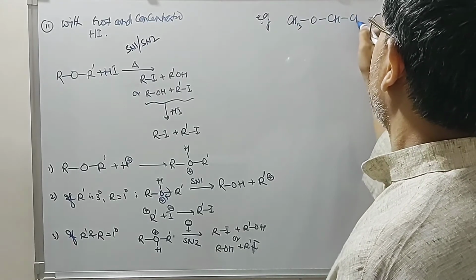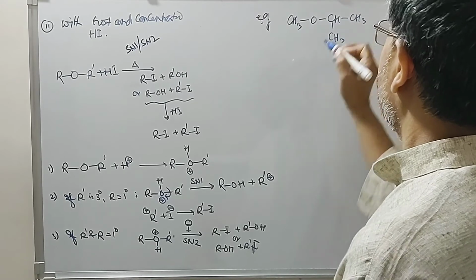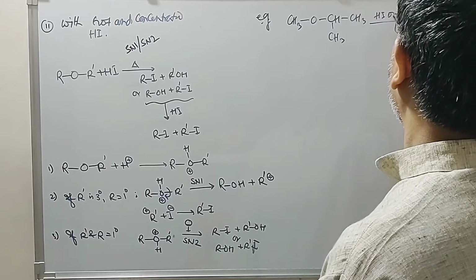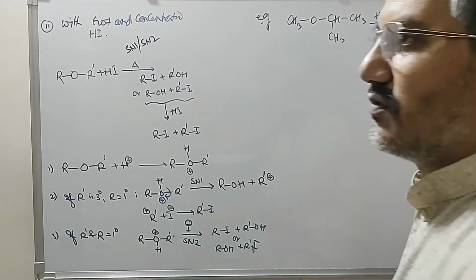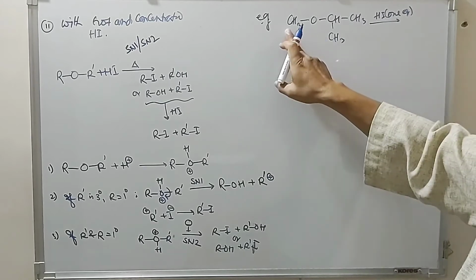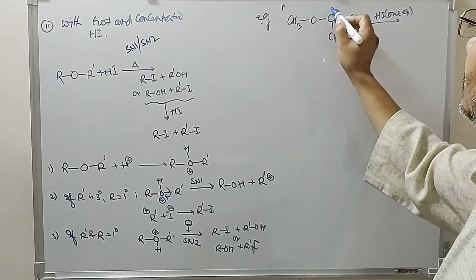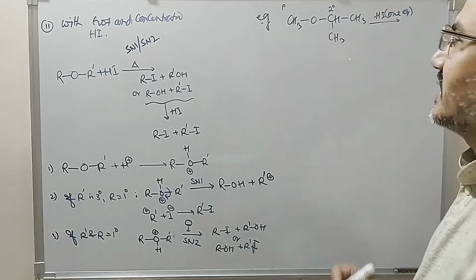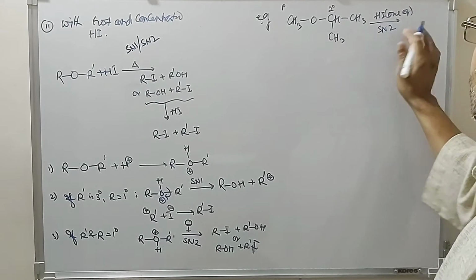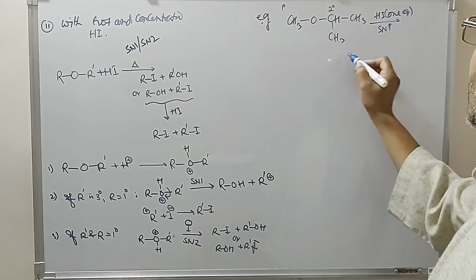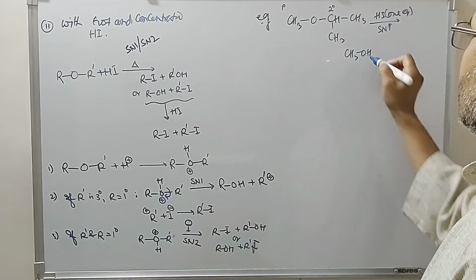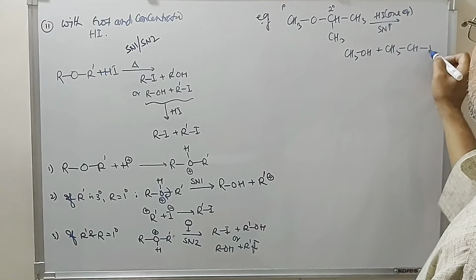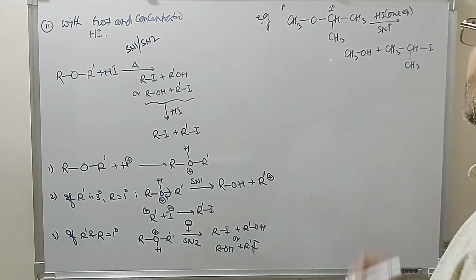CH3O, CH(CH3)CH3. Now these react with HI, one equivalent, followed by heating. Now look at this. This is primary, this is secondary. Now secondary may give you a more stable secondary cation, so the reaction will proceed by SN1, and the alcohol will be coming from primary and the alkyl halide will be coming from secondary.